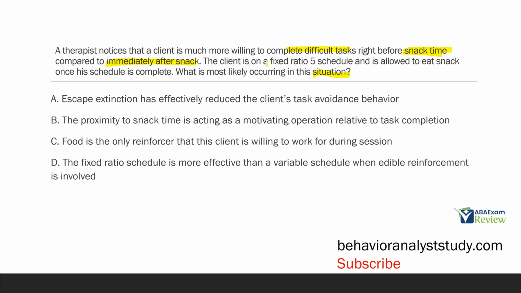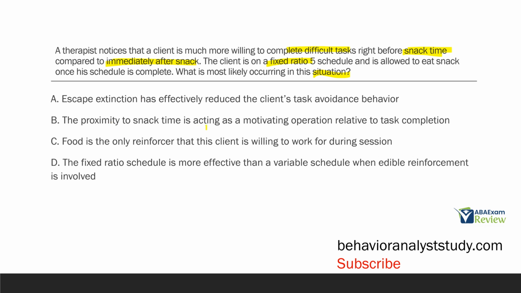So if they're on a fixed ratio of 5 schedule, and they can eat snack once the schedule is complete, and they're doing it quicker when they're deprived of snack, what's happening? A, escape extinction has effectively reduced the client's task avoidance behavior. Maybe, but is there any information in this scenario pointing to this answer? No, we're not adding information. We need to use the information available to us. Just like in a real situation, use the information available to you.